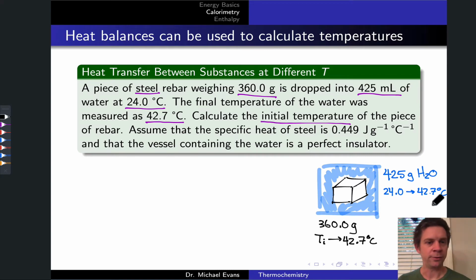Now, a few things about this. Intuitively, the steel started out hotter than this equilibrium temperature. So our final value should be greater than 42.7 degrees C. If it's not, we've got a problem.